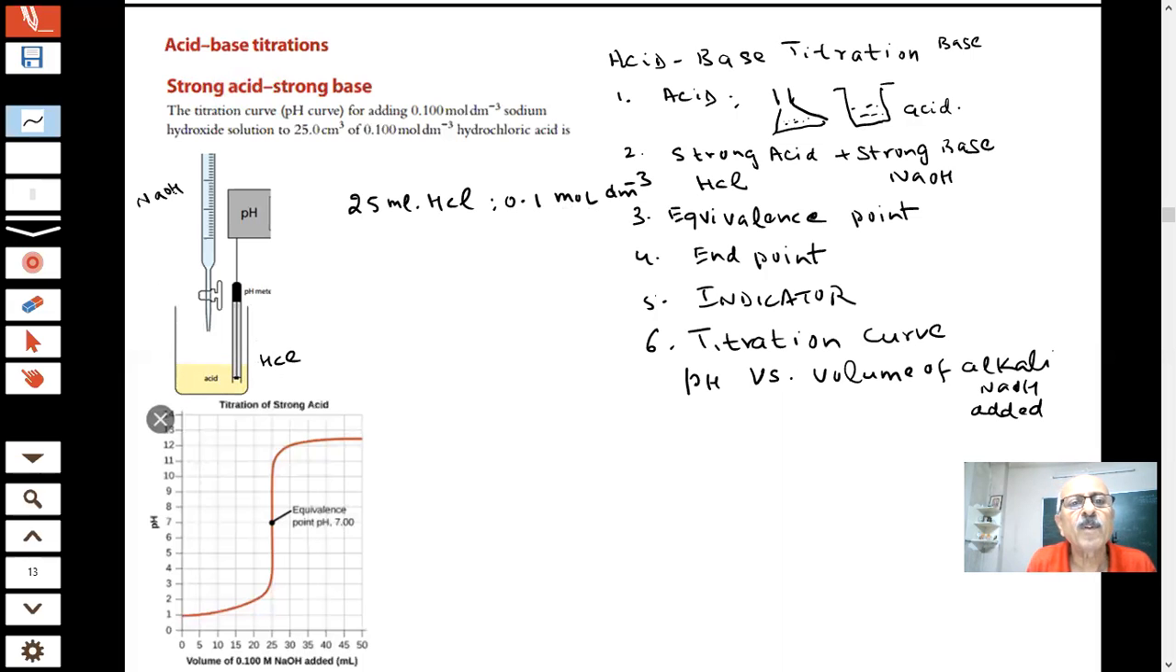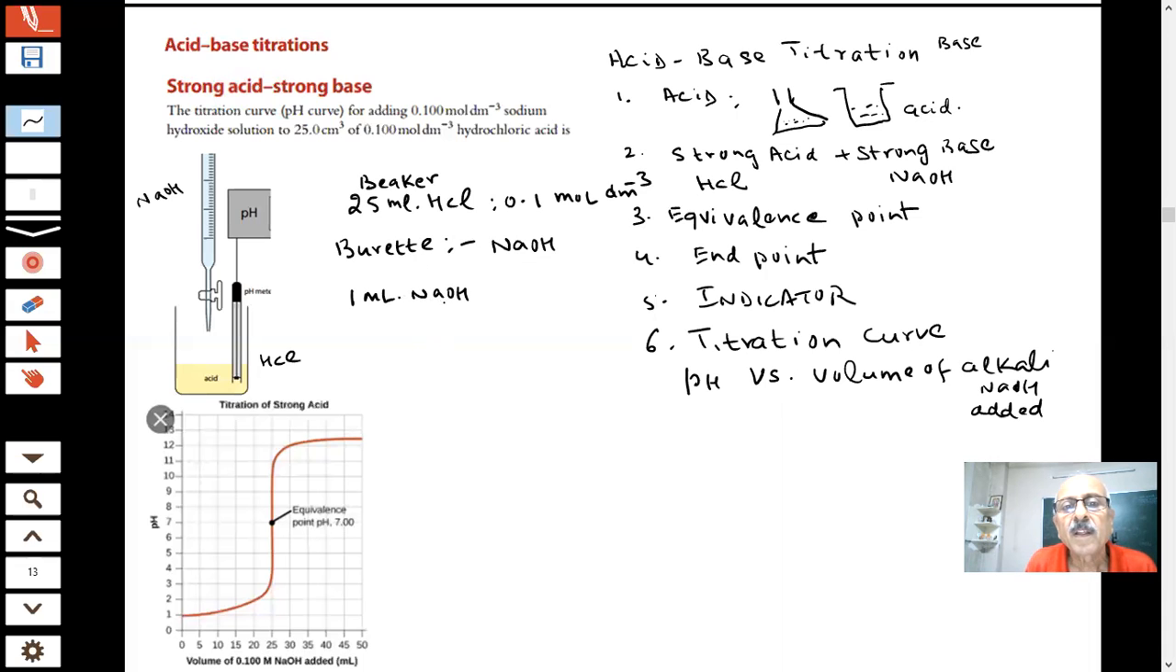This is my beaker, students. Okay? And from the burette, I am adding NaOH. Supposing I add 1 milliliter of NaOH. In the beginning, I am adding 1 milliliter of NaOH.